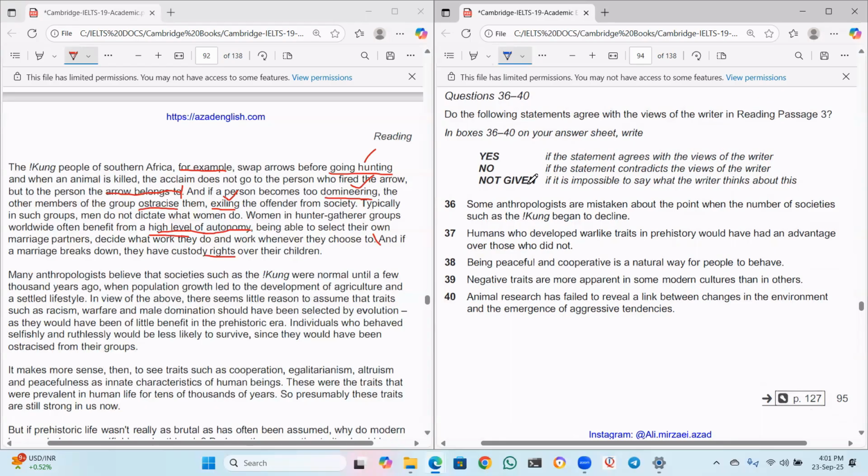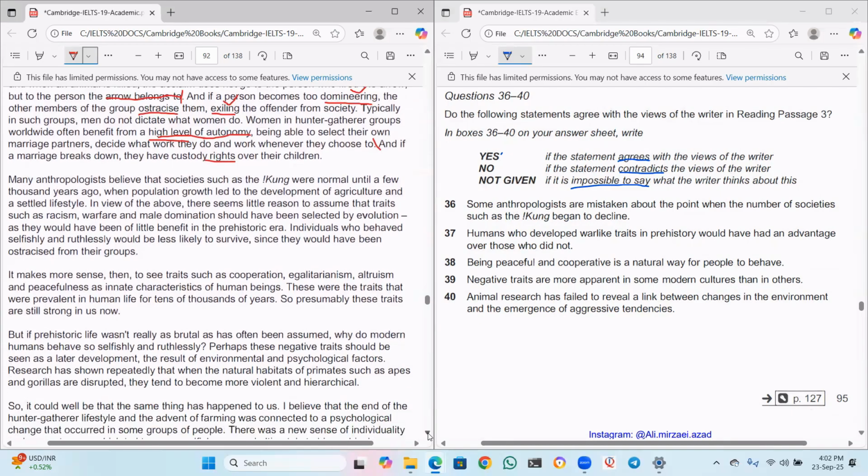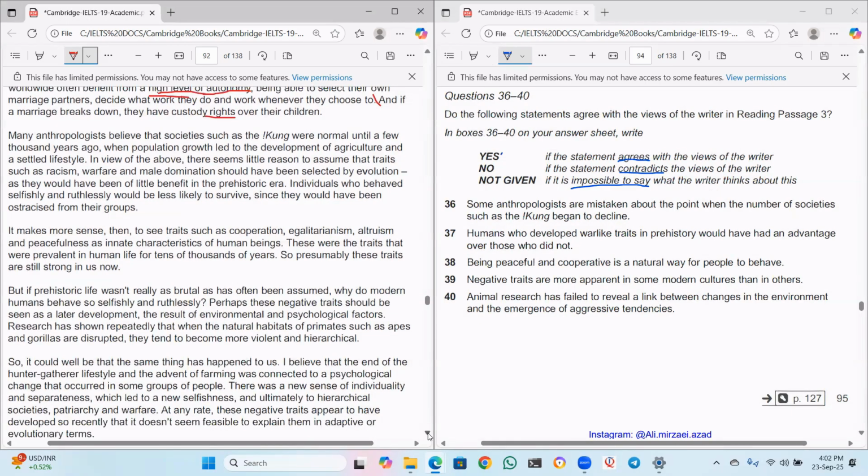Right. So here you have to write yes if the statement agrees with the views of the writer. Okay. The given statement is agreeing with the view, then it is yes. And no if it is contradicting the views of the writer, and not given if it is impossible to say what the writer thinks about this. Okay, that is pretty much here. Let us keep reading the next paragraph and then we'll come to the questions.